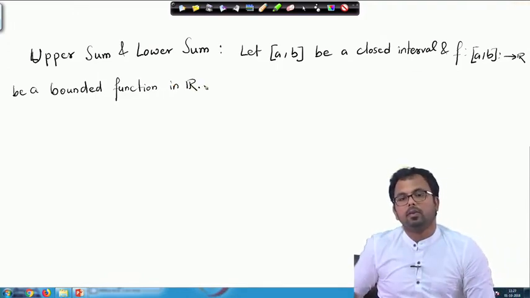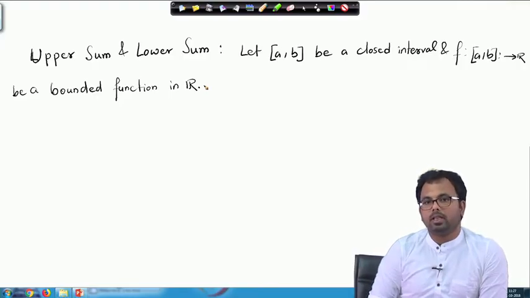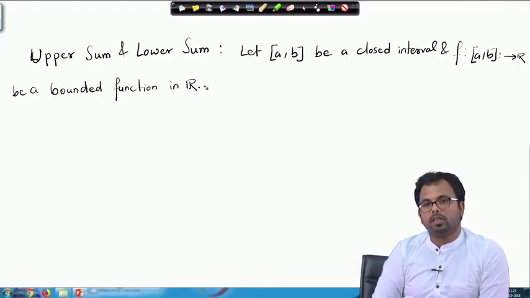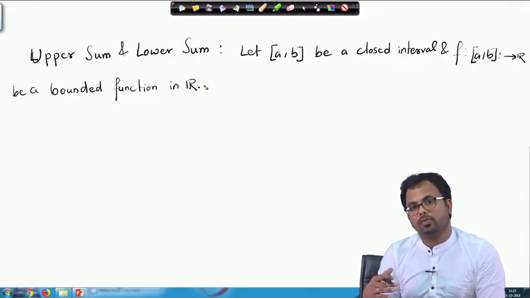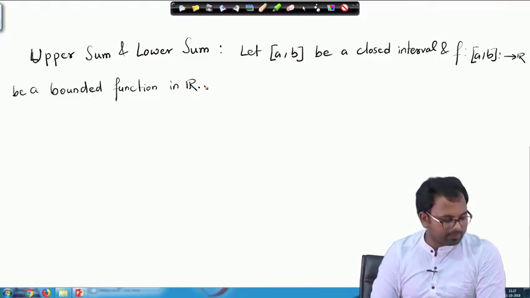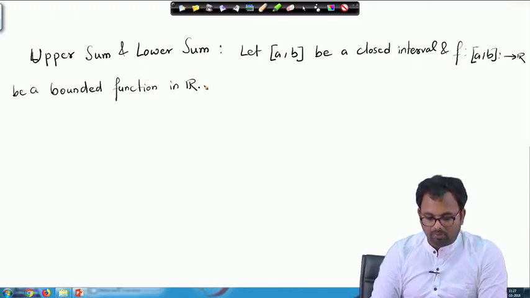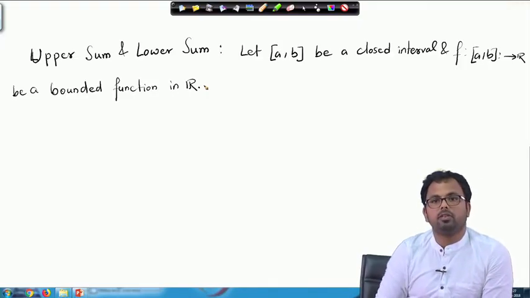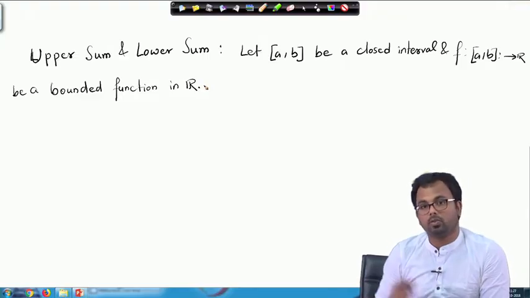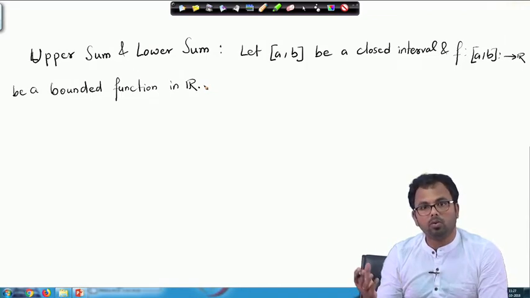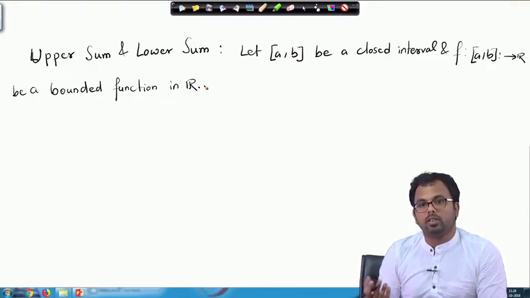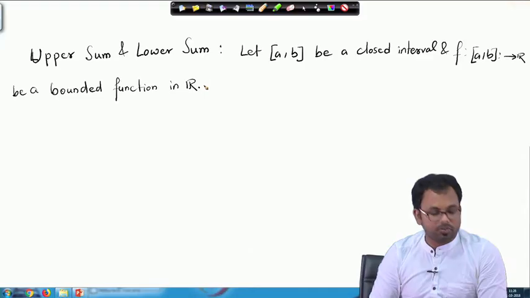in R. When we say bounded function, it means that it is bounded from above and bounded from below. Otherwise, we will say that f is a bounded function from above. That means it may not be bounded from below, and vice versa. For example, f(x) equals x squared on the interval 1 to 2 is a bounded function. In that case, the upper bound would be 4 and the lower bound would be 1. So that's what we mean by a bounded function.